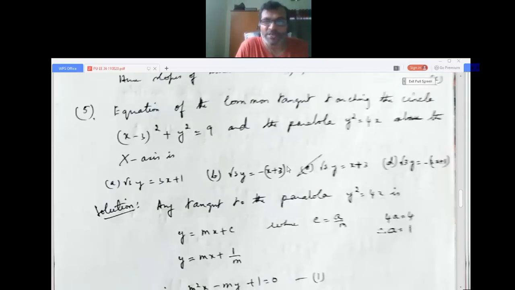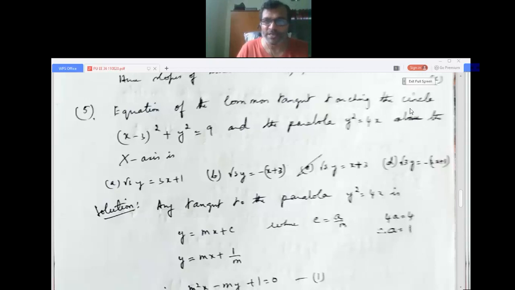Equation of the common tangent touching the circle x minus 3 whole squared plus y squared equals 9 and the parabola y squared equals 4x above the x-axis is. Once again, equation of the common tangent touching the circle x minus 3 whole squared plus y squared equals 9 and the parabola y squared equals 4x above the x-axis is.